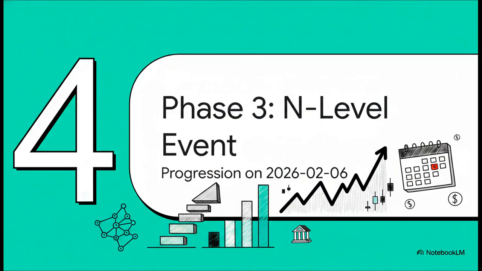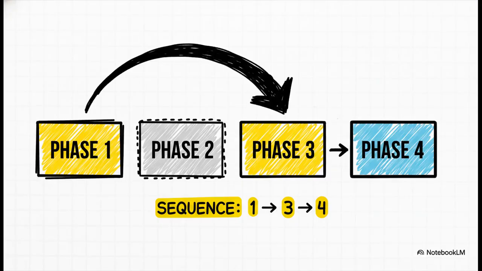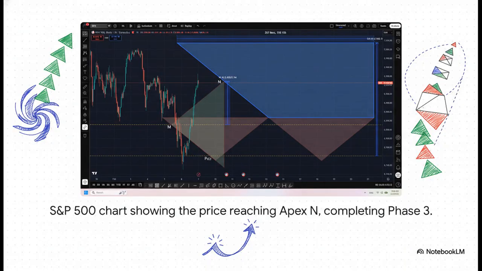We're jumping forward just one day to February 6th to look at the cycle's progression. And remember how I mentioned the phases don't always go in order? Well, here's a perfect example. In this cycle, things jump straight from Phase 1 to Phase 3, completely skipping over Phase 2 for the time being. So the documented sequence became 1, then 3. And you can see it right here on the chart. The price made a move up and hit what the model calls apex N of triangle 3. When that happens, according to the system's rules, Phase 3 is officially complete.